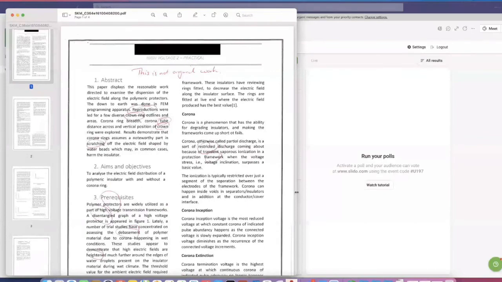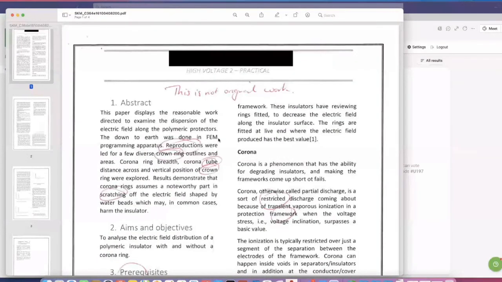I'm not going to upload this one. This is an example of somebody that's taken another person's work and tried to change the words so it's not picked up as plagiarism. It's both nonsensical and doesn't apply. I mean, in high voltage, a sentence like "reproductions were led for a few diverse crown ring outlines and areas" makes absolutely no sense. Don't try and fit your report to something else, write it yourself.